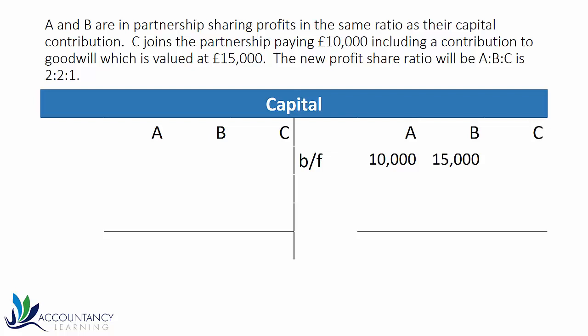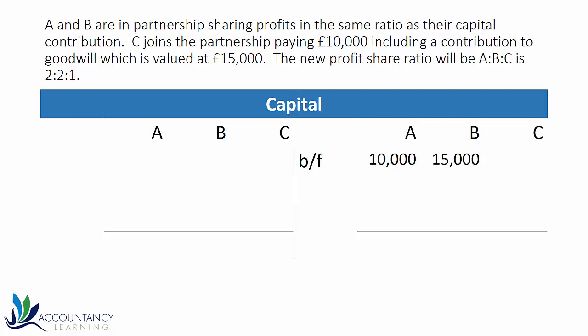A and B are in partnership sharing profits in the same ratio as their capital contribution. C joins the partnership paying $10,000, including a contribution to goodwill, which is valued at $15,000. The new profit share ratio will be A to B to C is 2 to 2 to 1. So the new partner will be getting less profit compared with the existing partners.